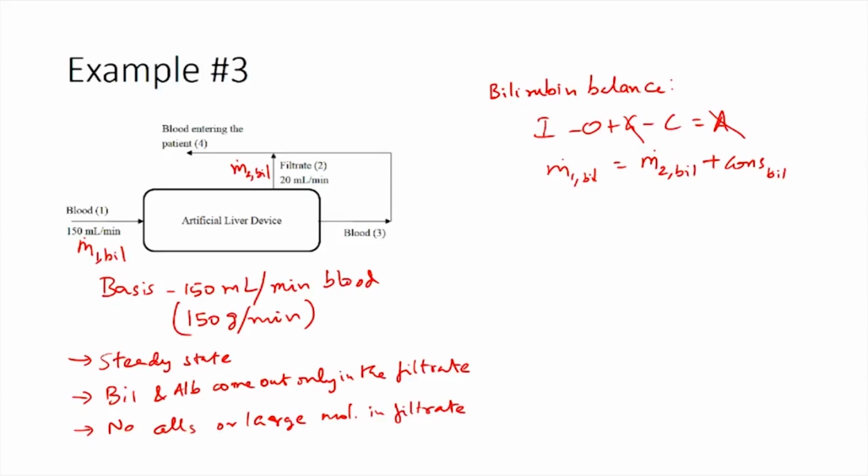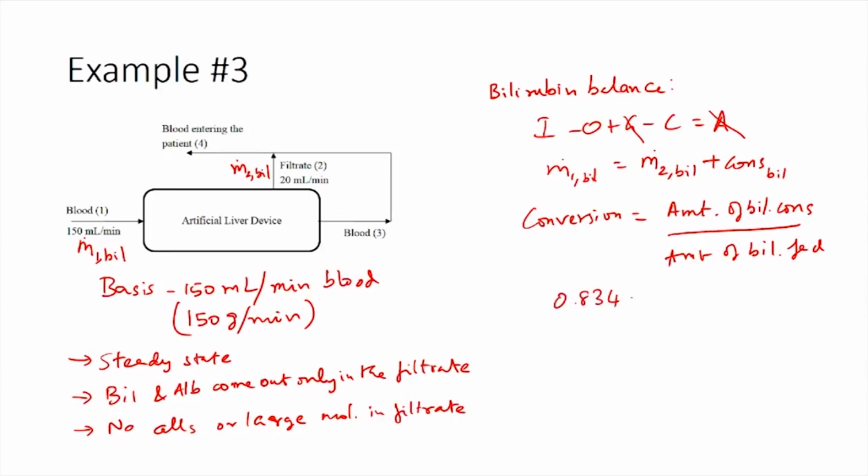It has been told that the conversion of bilirubin in the device is 83.4%. So, this is the percentage conversion. Conversion is defined as amount of bilirubin consumed by amount of bilirubin fed. So, using this we can calculate the consumption of bilirubin. Conversion, 0.834, equals amount of bilirubin which is entering minus amount of bilirubin which is leaving, which is basically the amount of bilirubin consumed, divided by the amount of bilirubin which is entering, which is M1 bilirubin.